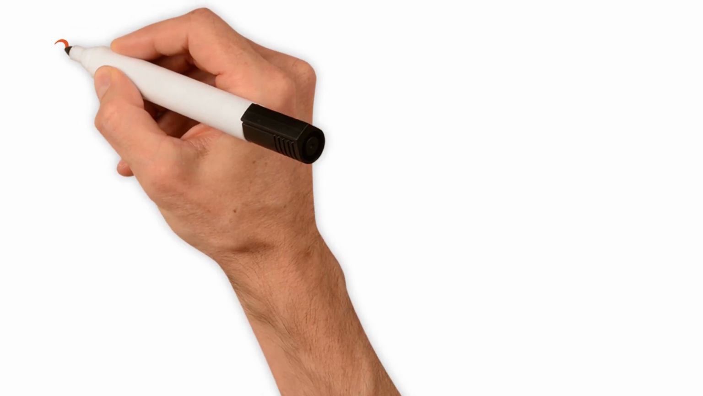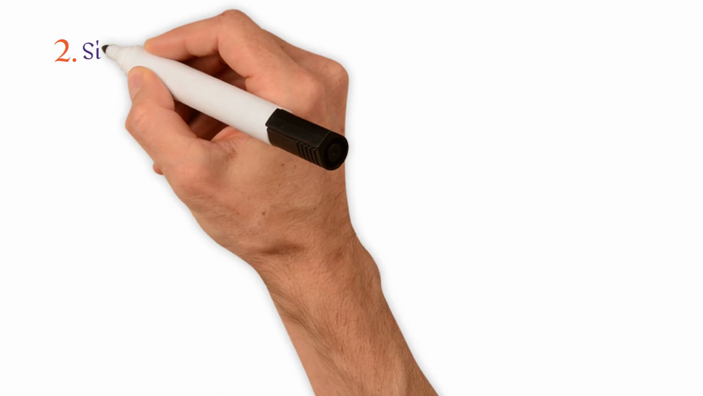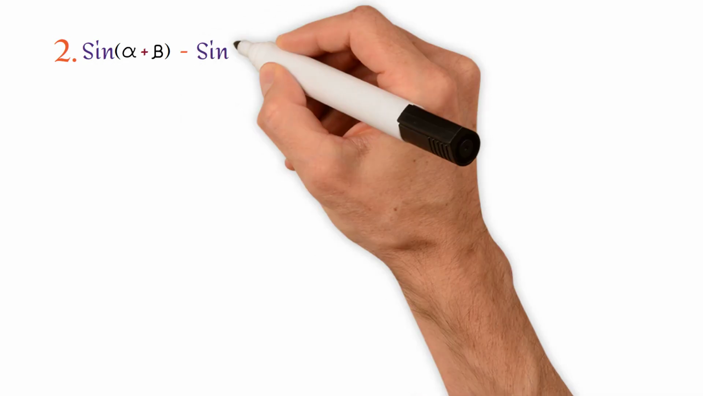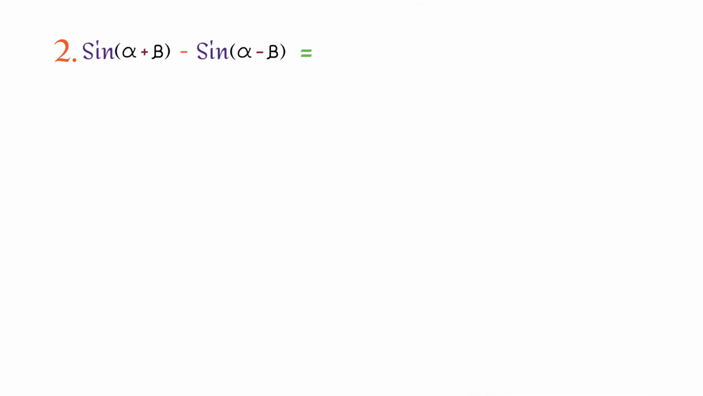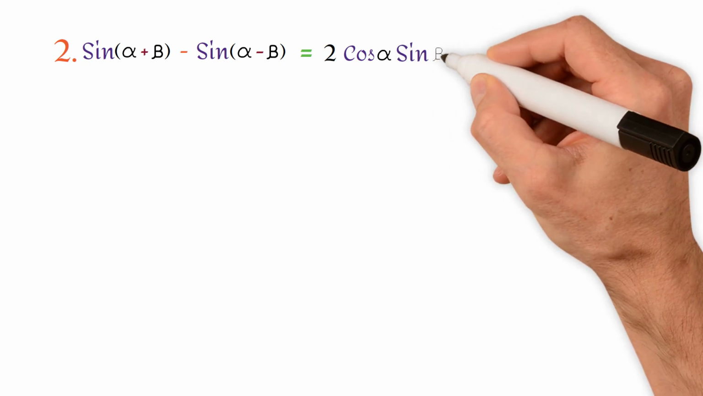Another result can be derived using the same compound angle formulas, but by subtracting those two formulas, such as we can get sin(α+β) minus sin(α−β), which gives us 2 times cos α sin β.